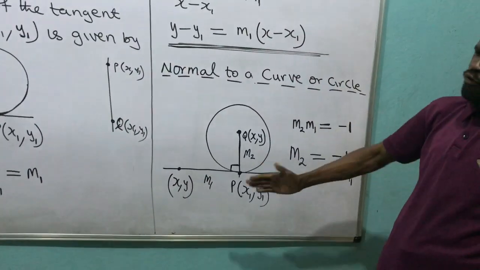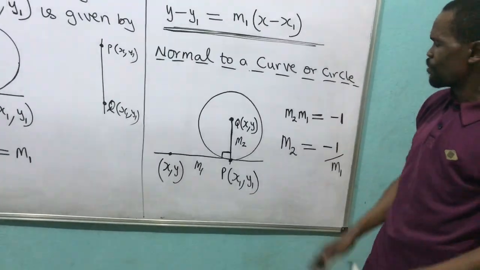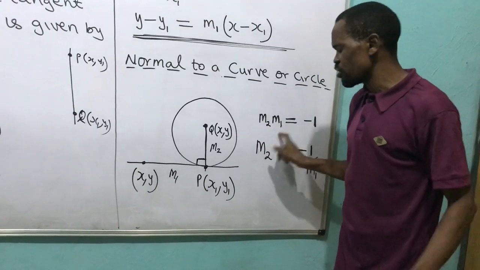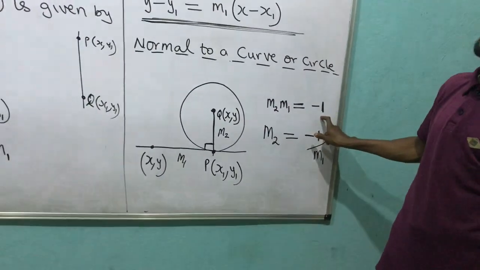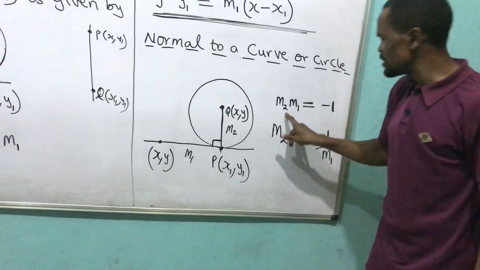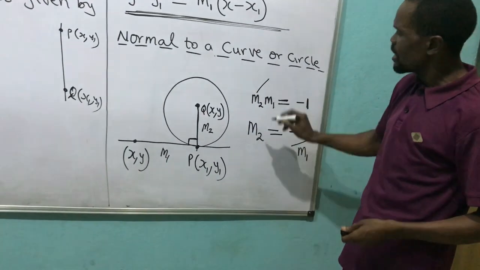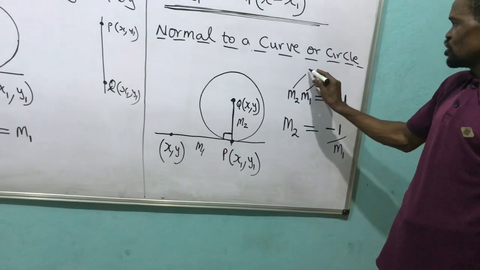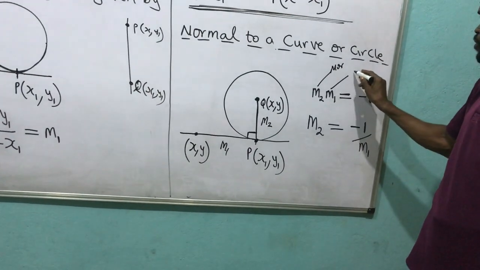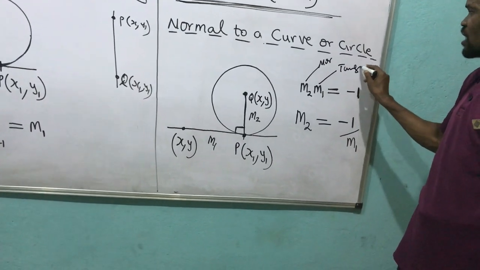The slopes of two perpendicular lines that meet at any point, the product of the two slopes gives me what? The answer to be -1. Then since this gives me -1, this is the slope of the normal, and this is the slope of the tangent. Are you getting what I'm saying now?